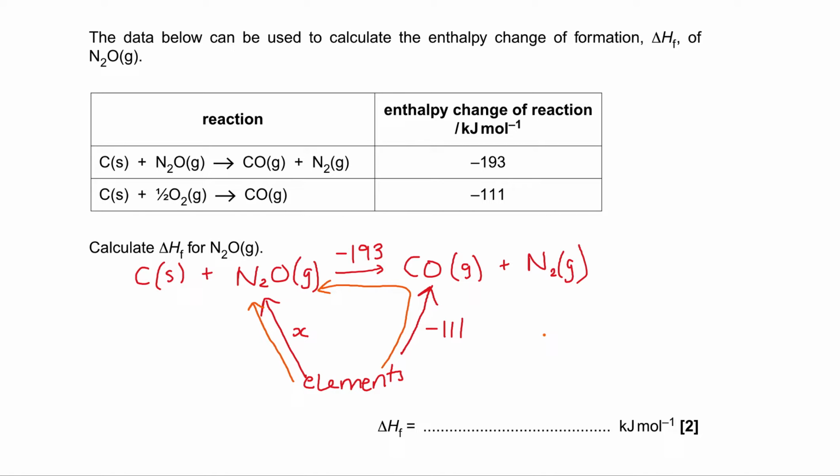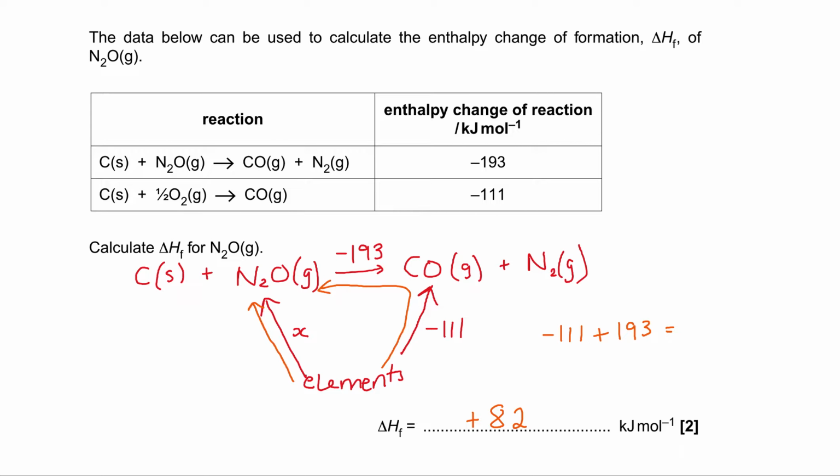So on my calculator, I'm going to type in minus 111, so the sign stays the same if we're going in the same direction of the arrow. Now we're going to go in this direction, which is the reverse of the red arrow. So I'm going to change the sign of this. So that becomes plus 193. And that gets us to our original reactants. If I plug that into my calculator, I get a value of positive 82 kilojoules per mole. And that's my answer for the standard enthalpy change of formation of N2O.